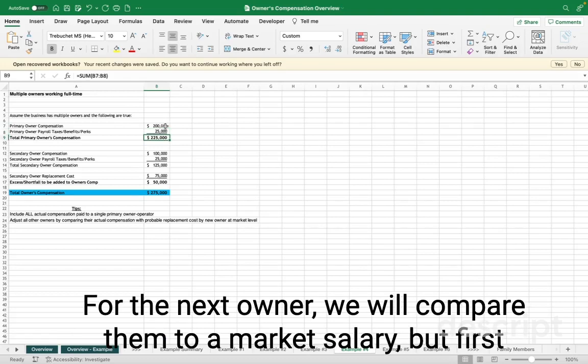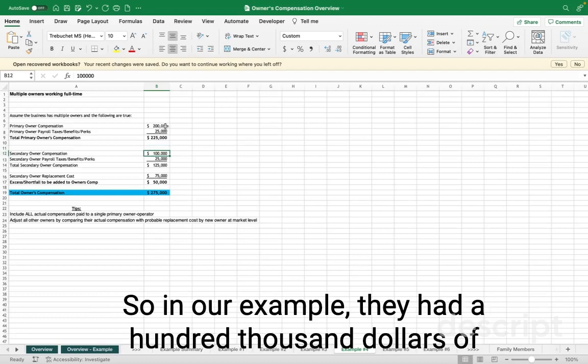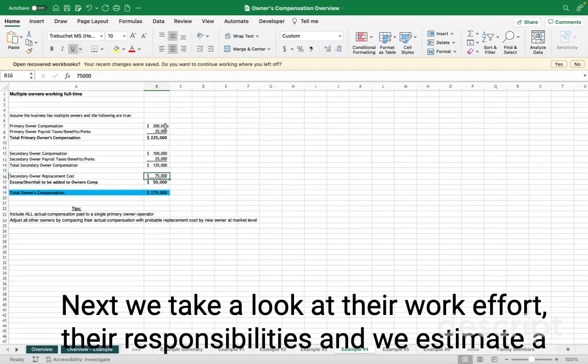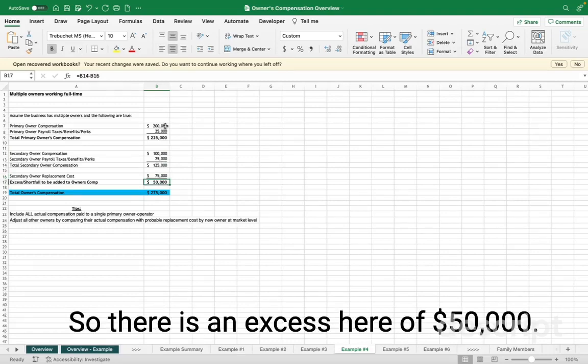For the next owner, we will compare them to a market salary, but first we will see what they historically have been making. So in our example, they had $100,000 of salary, another $25,000 in benefits and perks, for a total of $125,000. Next, we take a look at their work effort and responsibilities, and we estimate a market salary of $75,000 for this position. So there is an excess here of $50,000.